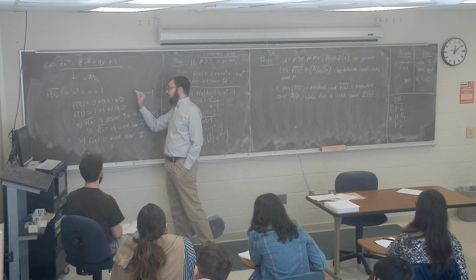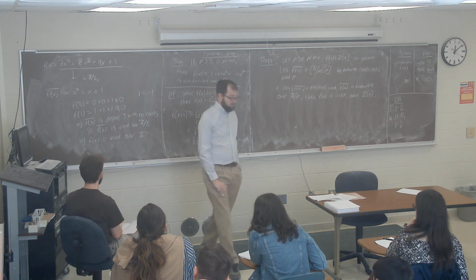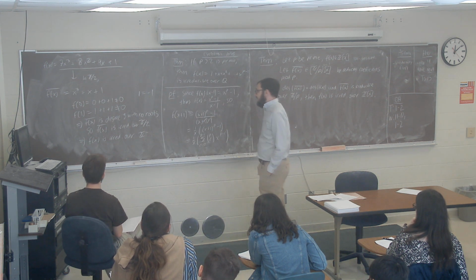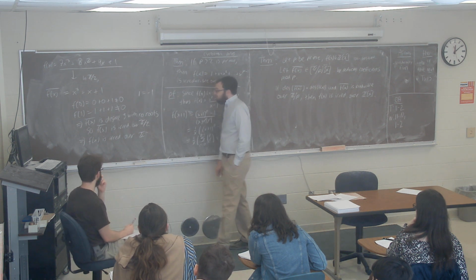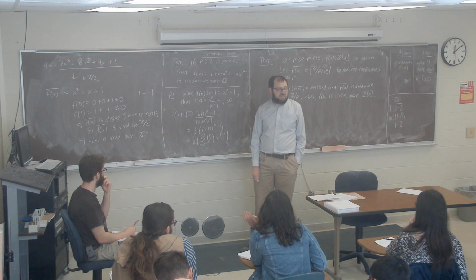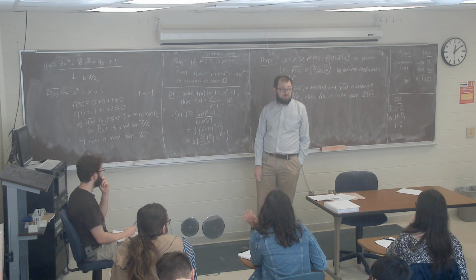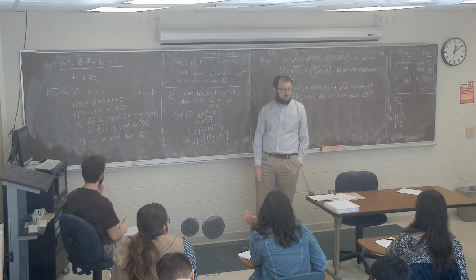You can call it f of 0 if you want. It's either 0 or non-zero, and these things are the non-zero term. So that's a sneaky way you could show something's irreducible. Just look at it mod p for some appropriate p.